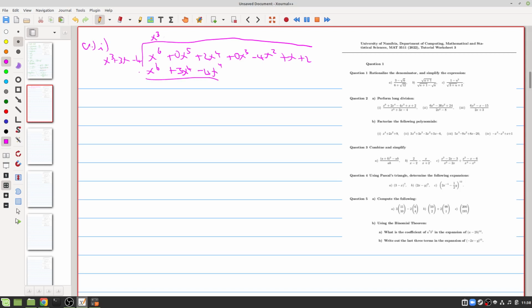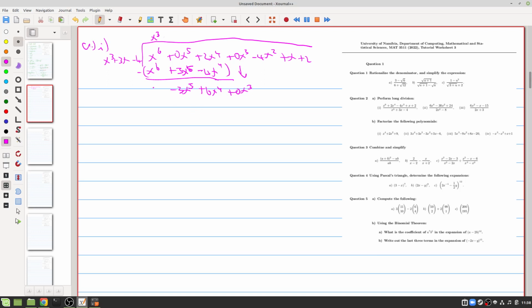Okay, and then we want to subtract this, what we got here. So that minus that is 0. 0 minus 3, that's a 5 here, sorry. 0 minus 3 is negative 3x to the power 5. And then 2 minus minus 4 will give us 6x to the power 4. And then let's bring down the next value. So plus 0x to the power 3.